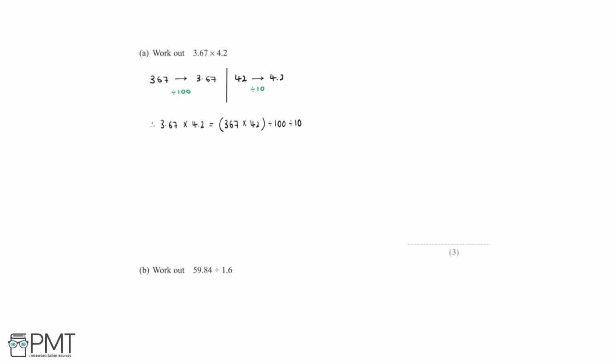And so we can say that 3.67 multiplied by 4.2 is equivalent to 367 multiplied by 42, all divided by 100 and divided by 10. Now if we divide by 100 and then divide by 10 again, that's equivalent to dividing by 1000. And so 3.67 multiplied by 4.2 is equivalent to 367 multiplied by 42, all divided by 1000. Now let's work out 367 multiplied by 42.